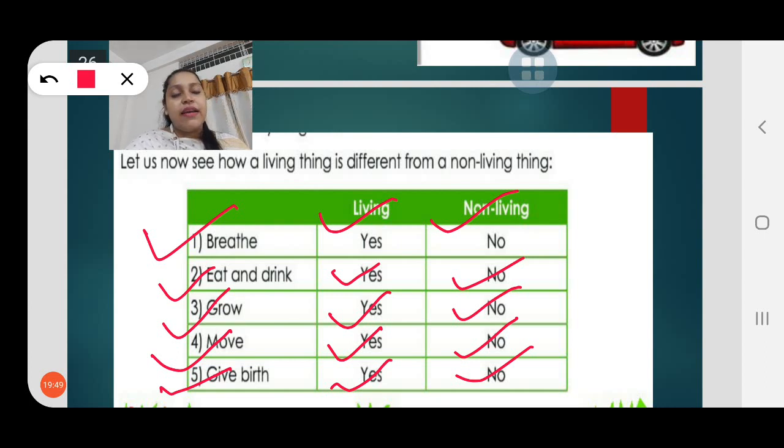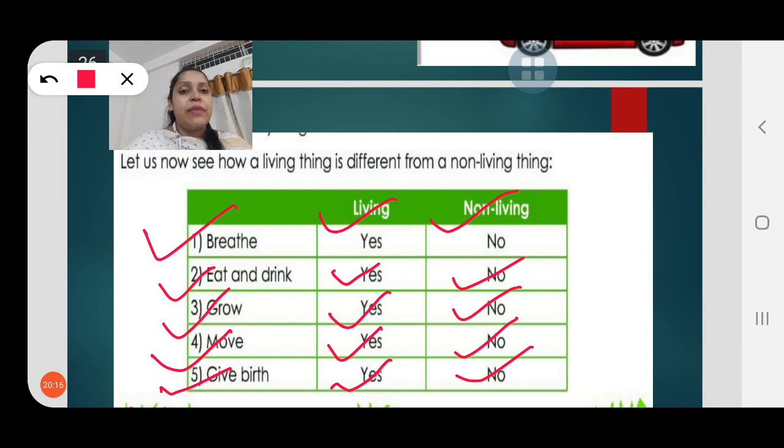Living things are those things that can breathe, move, eat and drink, grow from small to big, and give birth to babies. But non-living things are those things which cannot breathe, which don't eat, and neither do they drink. They don't grow from small to big, and they don't move from here to there by themselves.